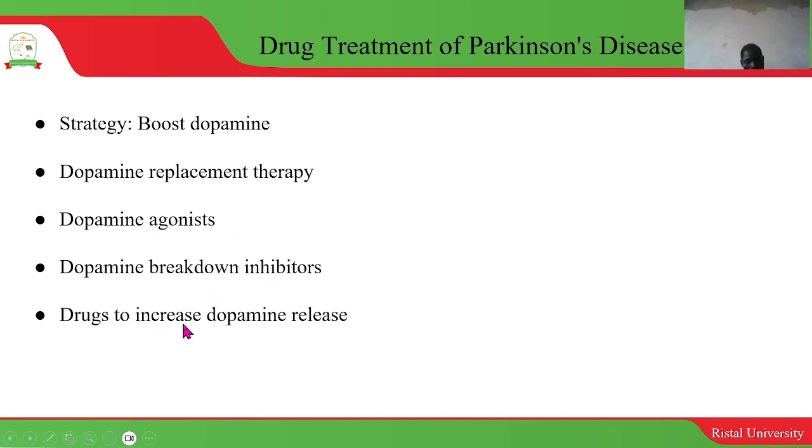And then we also have drugs that increase the release of dopamine. So within the synaptic space, we can have drugs that will increase the secretion or release of dopamine in the space, so that muscle balance is somewhat sustained.